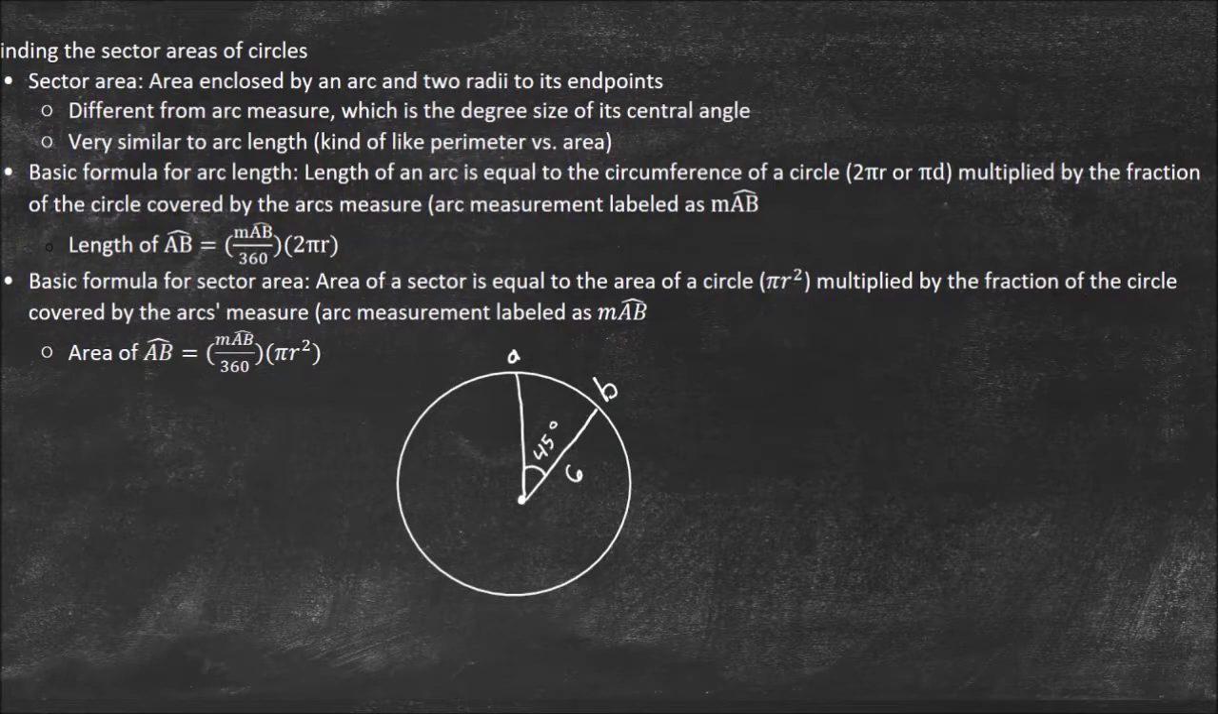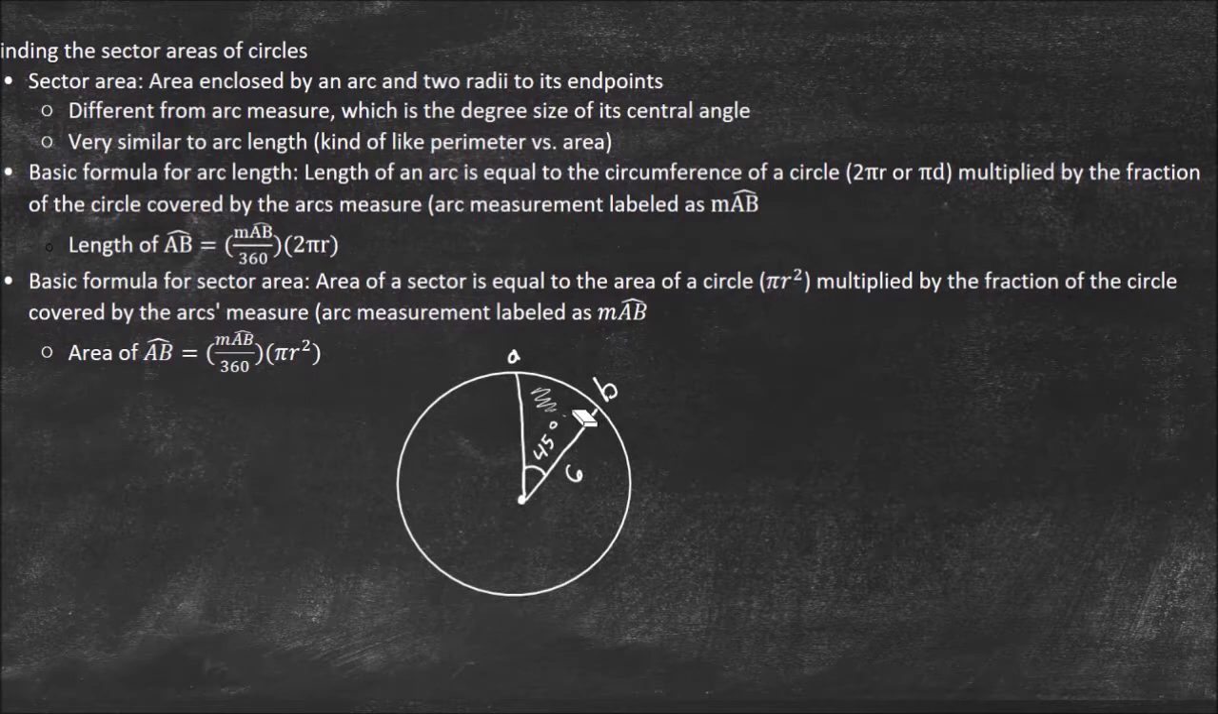Hello and welcome to today's video where we're going to talk about the sector area of circles. This is really similar to the arc length section that we talked about. Sector area is the area enclosed by an arc and two radii to its endpoints. So if we have our circle right here, the sector area is the area of this whole thing.